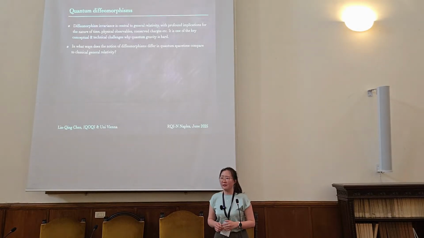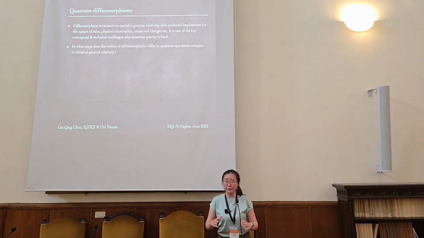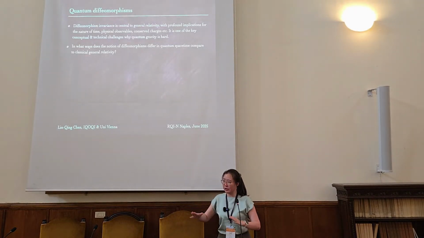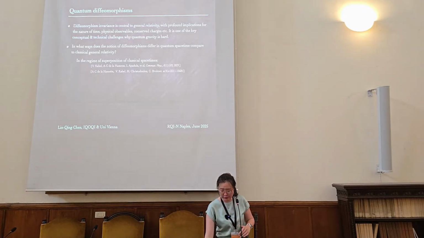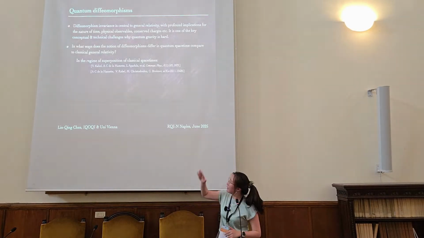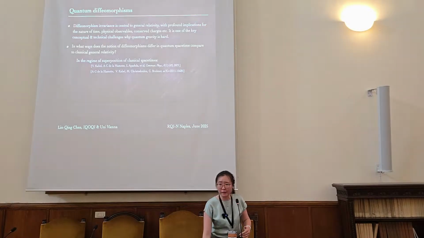So the question we're most curious about is: in what ways does the notion of diffeomorphisms differ in quantum space-time compared to classical general relativity, or in the regime where we still have a superposition of manifolds, this kind of structure? These are the important works that have already established quantum diffeomorphism for superposition of semi-classical space-time.